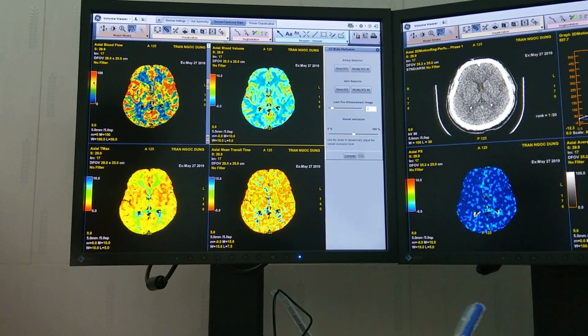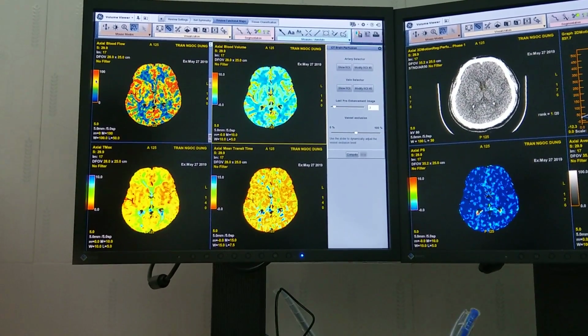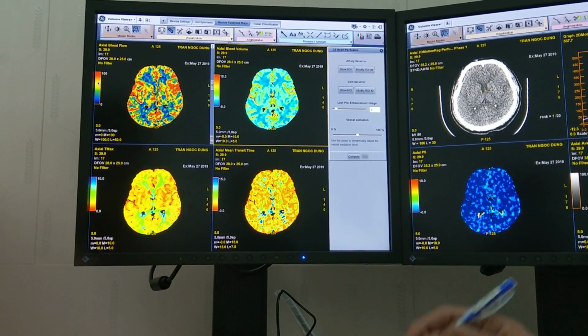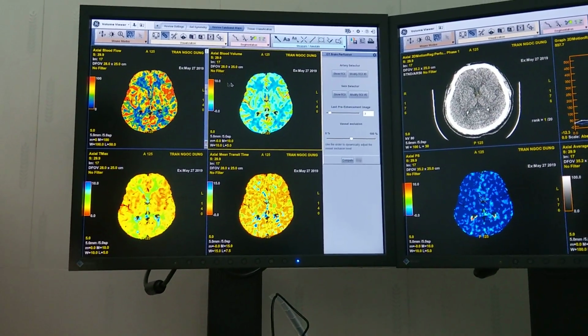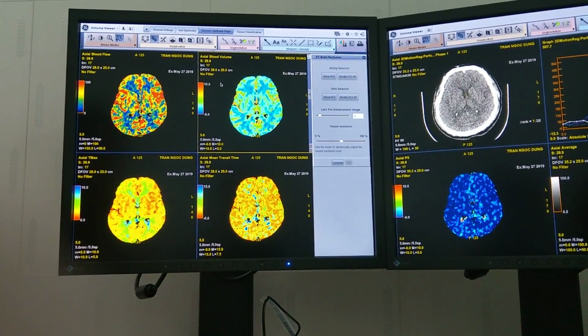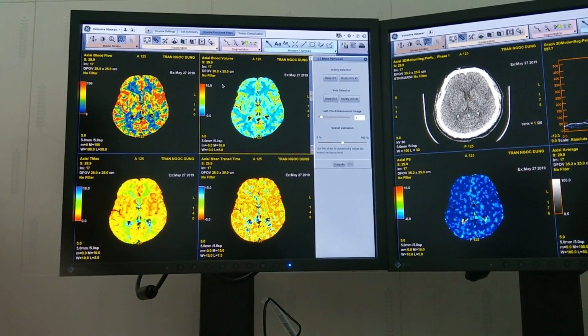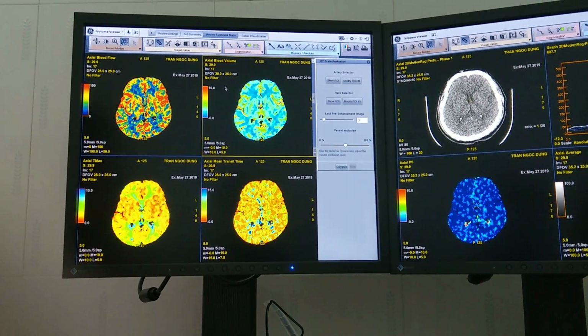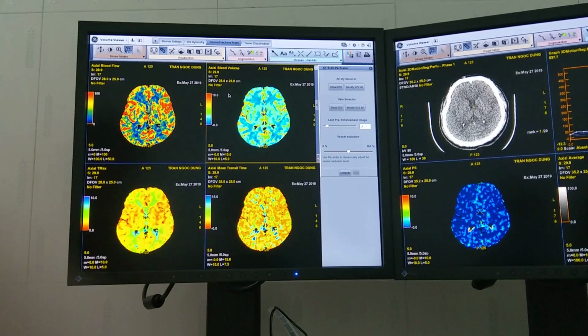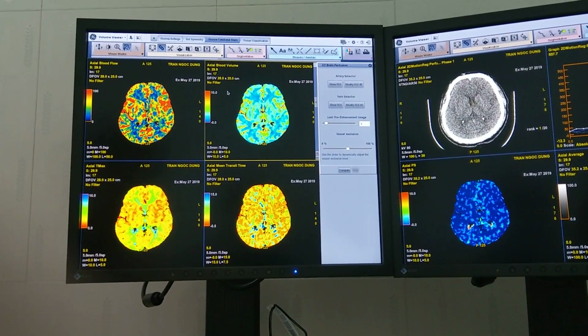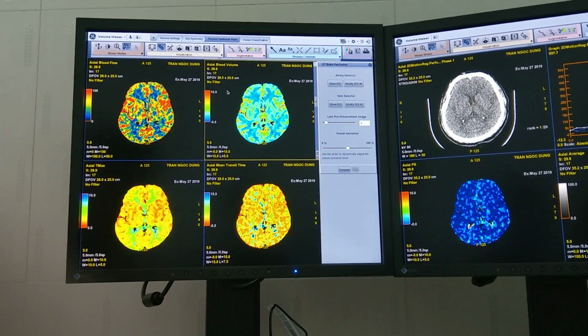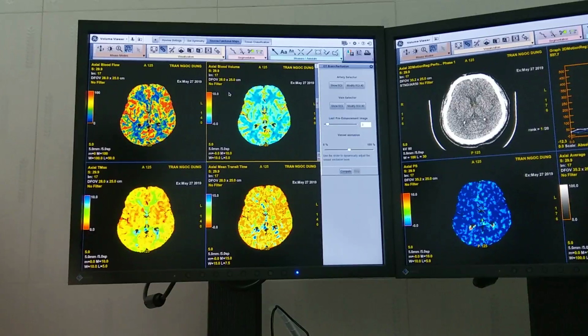But for blood volume it is usually 10. Gram hay milligram? Milligram. Milligram máu trên 100 gram não. Đúng rồi. Millilít trên 100 gram não. Và trên phút nữa.